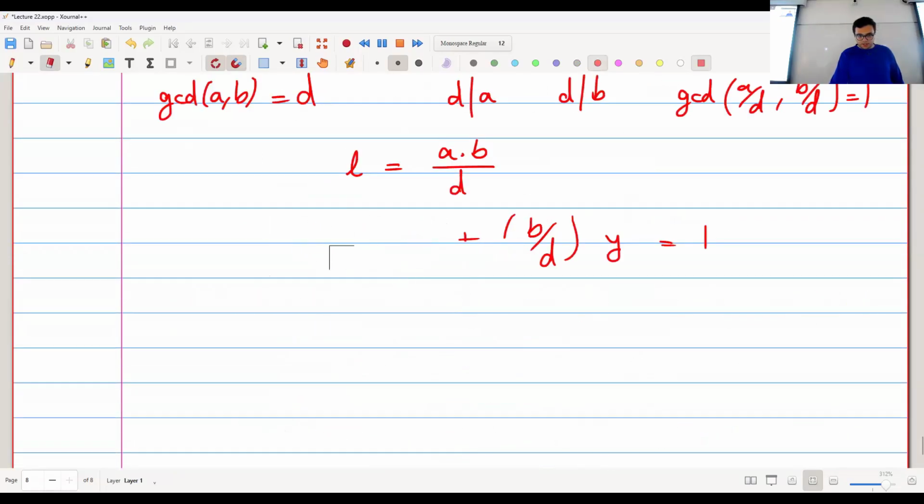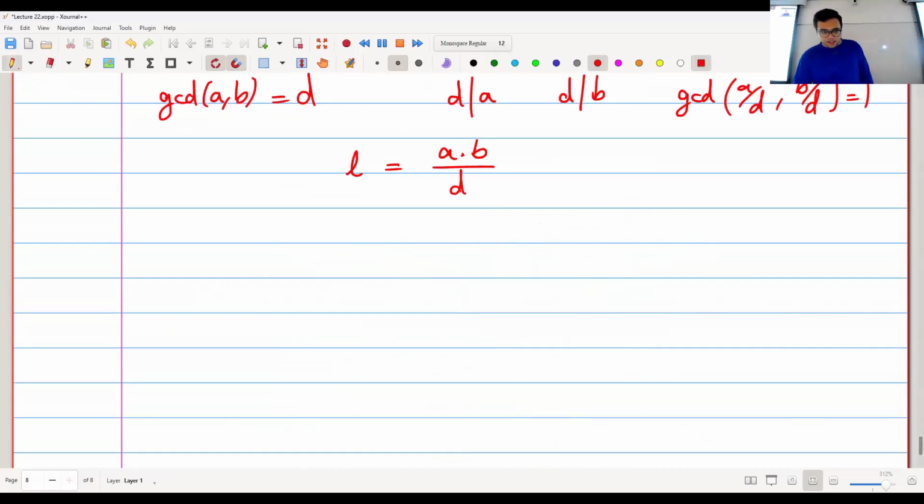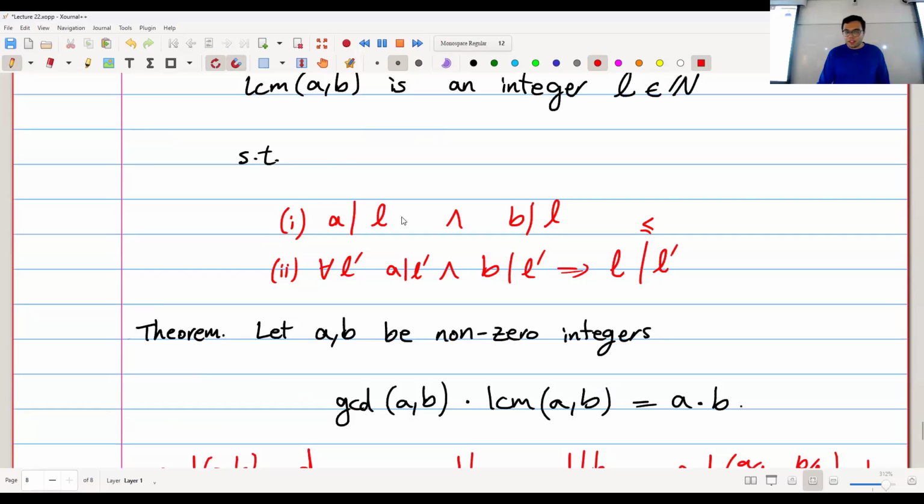So here's what I can do. I can say that L is A times B over D, and B over D is an integer. So this means that A divides L, because L is A times something. And then similarly, I can say L is B times A over D, and again, this A over D is an integer. So L is a multiple of B. But so far, all I've proven is that L is a common multiple of A and B.